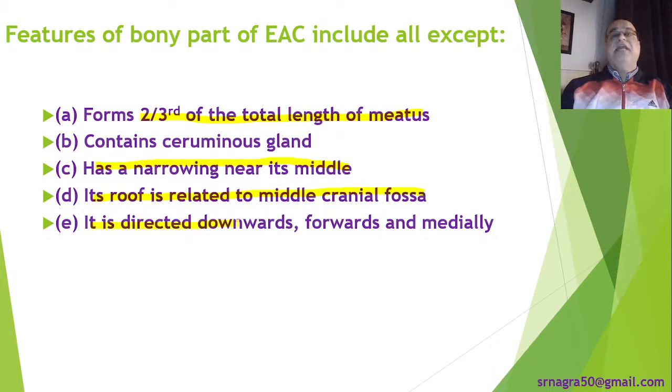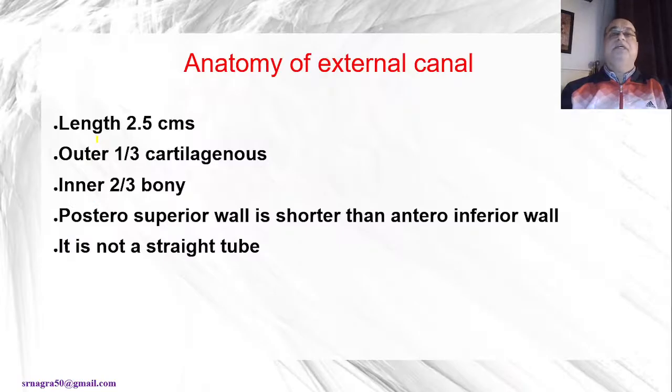Yes, and it is directed downwards, forwards and medially. Just in the previous MCQ we learnt about that. So it does not contain the ceruminous glands, because we also discussed that ceruminous glands and hair follicles are confined to the skin lining the outer 1/3, that is the cartilaginous portion, while the skin lining the bony part does not contain hair follicles and ceruminous glands. So here the answer will be B, that is it does not contain. Rest of all are correct regarding the bony part of the external auditory canal.